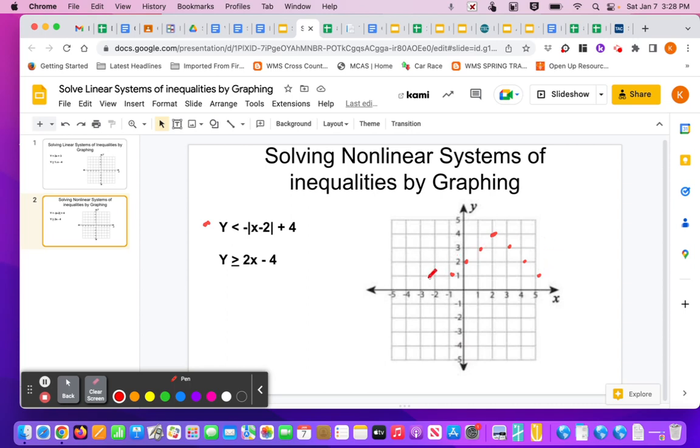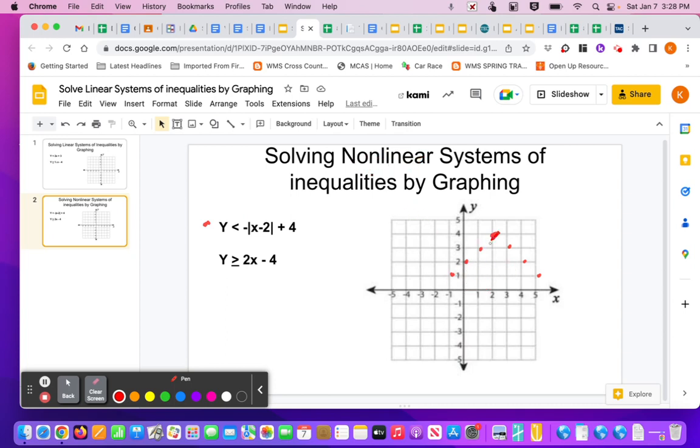I just also want to let you know this is a nonlinear system. If anyone has noticed, the top one here, the absolute value, clearly is nonlinear, because it's a zig and a zag. It's an upside down V. The second one we do in just a minute is a linear inequality. Even though we have one linear inequality here, because we have an absolute value inequality up here, that will classify this as a nonlinear system.